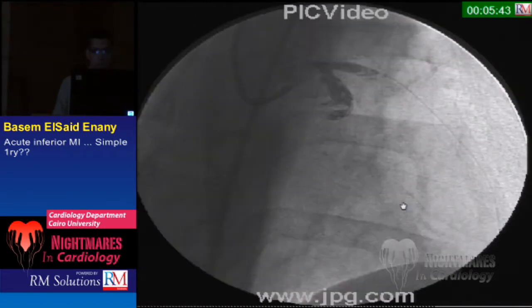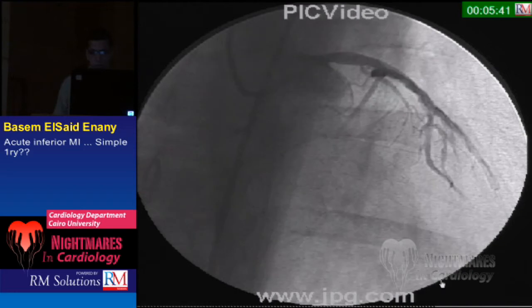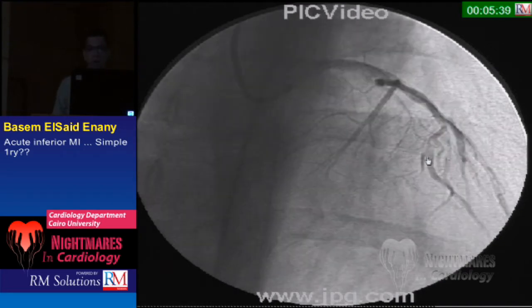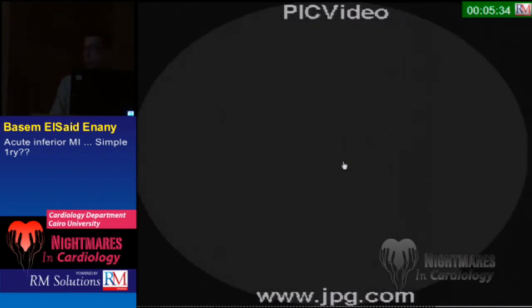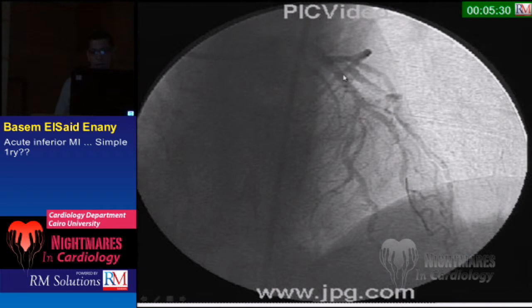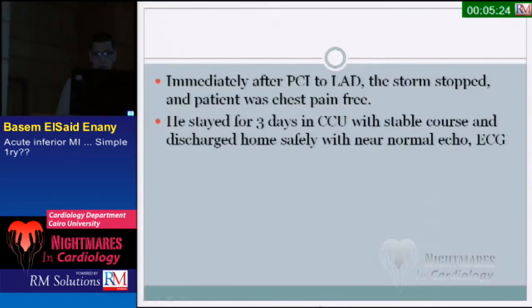I'm sorry for the slow movie, but it's not like this. The wire entered into the diagonal, but there was no time because the patient didn't give us more time to adjust the wiring position. And here we put the stent in the proximal LAD with adequate position, thanks to God. Immediately after PCI to the LAD, the storm stopped and the patient was chest pain free. He stayed conscious for about 3 days in CCU with a stable course, and was discharged home safely with near normal echo and ECG.